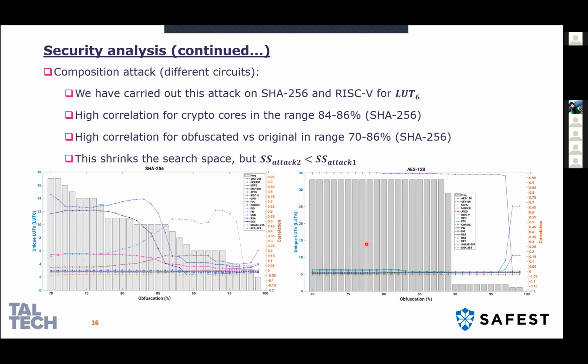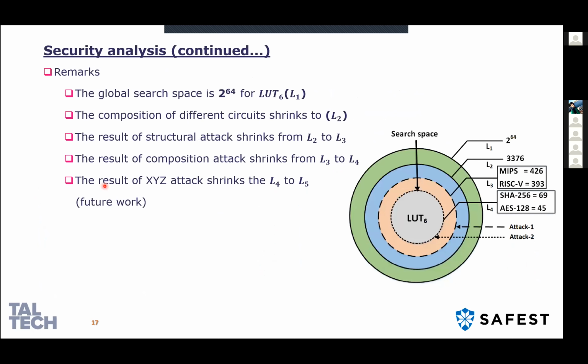And we also conclude that this type of attack also reduces the search space, and the reduction of the search space for this attack is higher than the previous one. So we conclude the previous two attacks in this slide. In this figure, we can see different levels, how the search space for one lookup table, this LUT 6, is shrinking by performing different attacks.